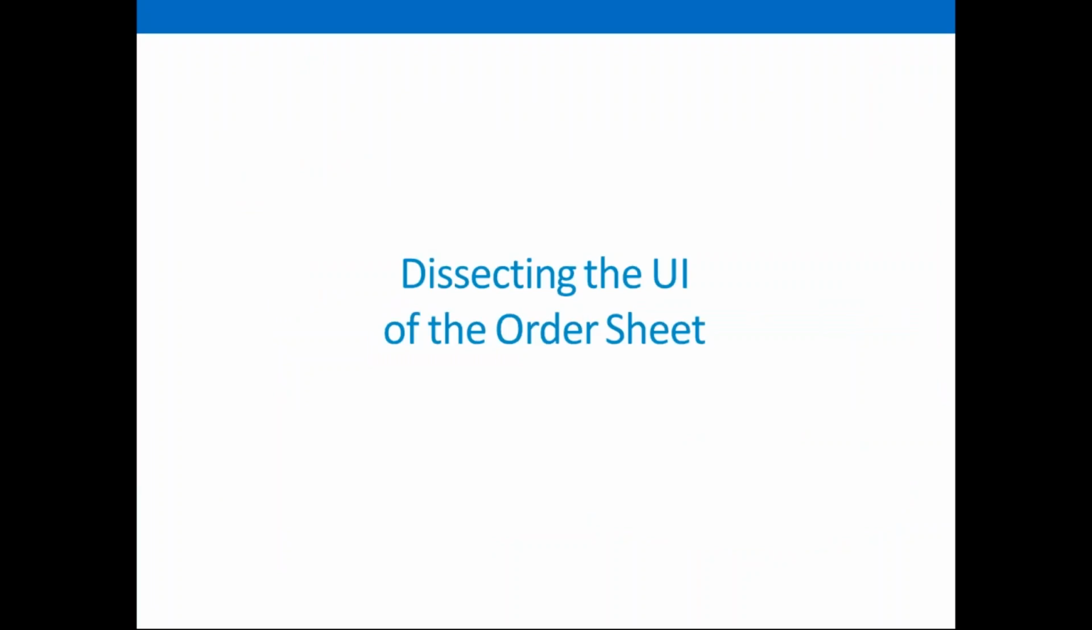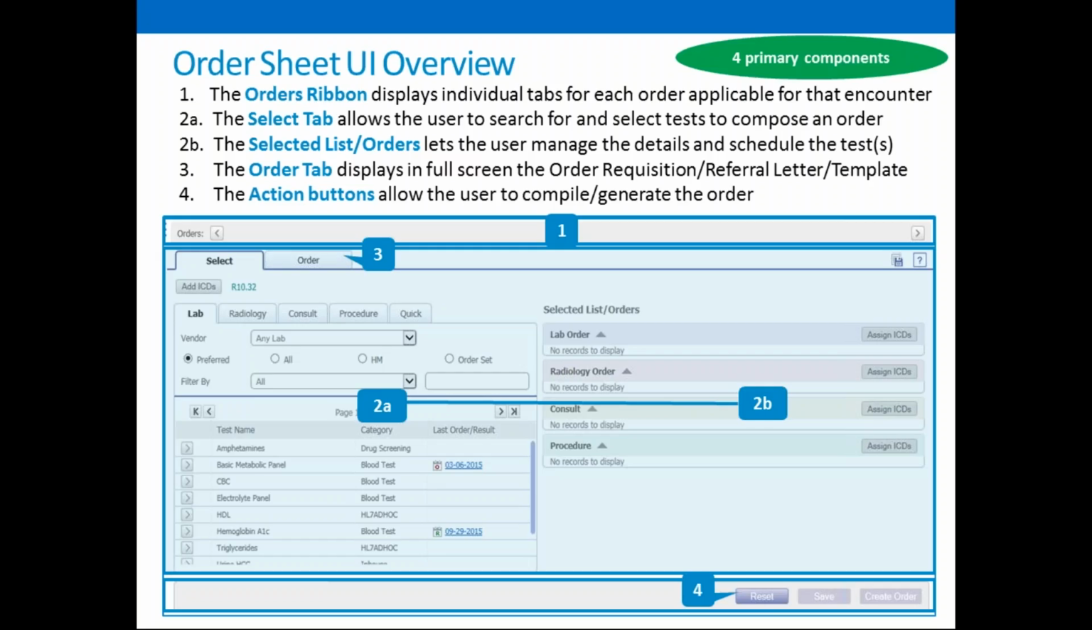So we're going to dissect that user interface now from top to bottom. There's 4 primary components in the order sheet screen. First of all, you have the orders ribbon. Now this spans the entire screen width across the top of the order. It represents, as you are building your orders, there will be different color-coded tabs for each order of each order type.